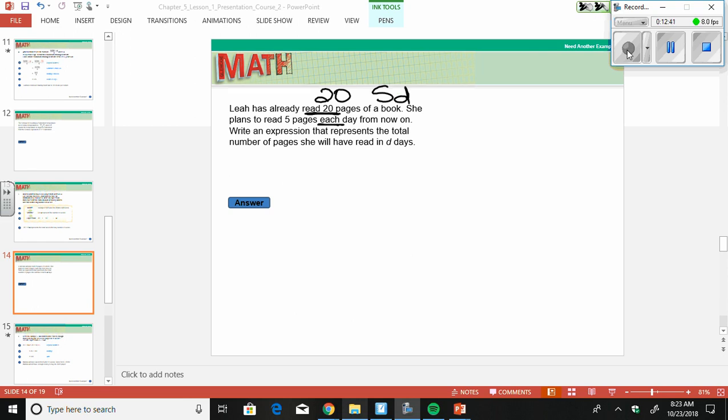So day 1, she did 5 pages. Then after 2 days, she had 10. After 3 days, she had 15. So it just depends on how many days they ask for. Write an expression that represents the total. Total means we are getting a larger number of pages she will have to read in D days. So I'm going to say 20 plus, since we needed to get a total, plus is good, 5D.